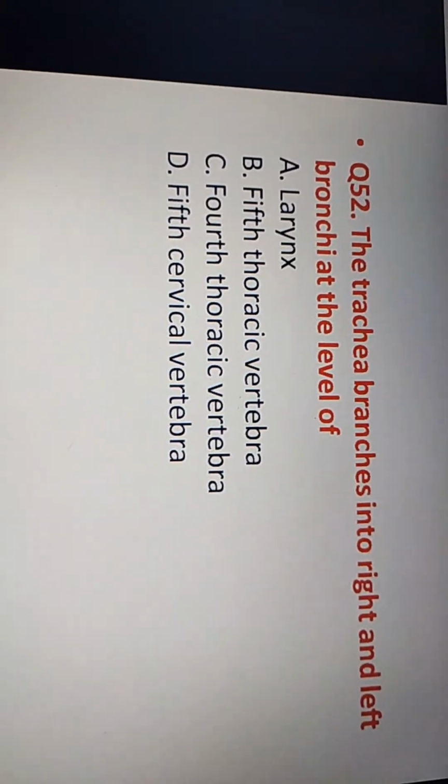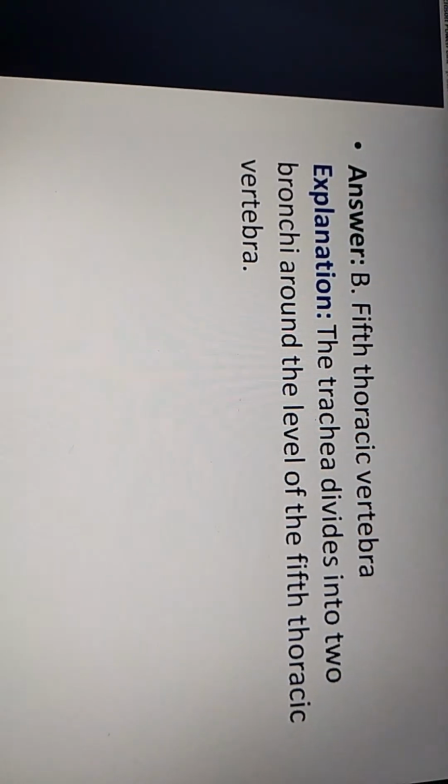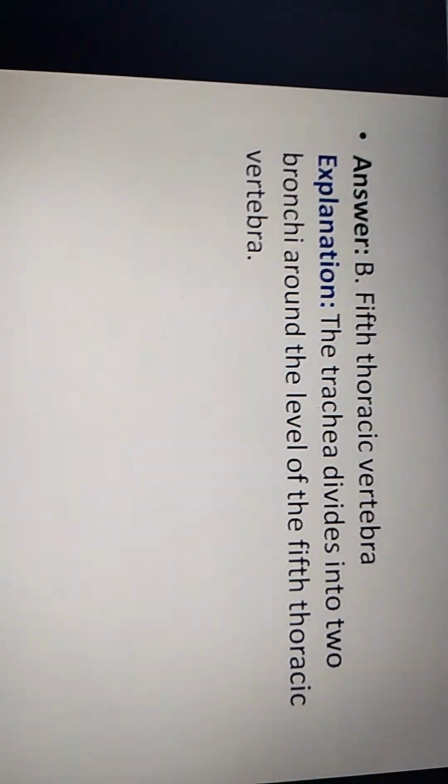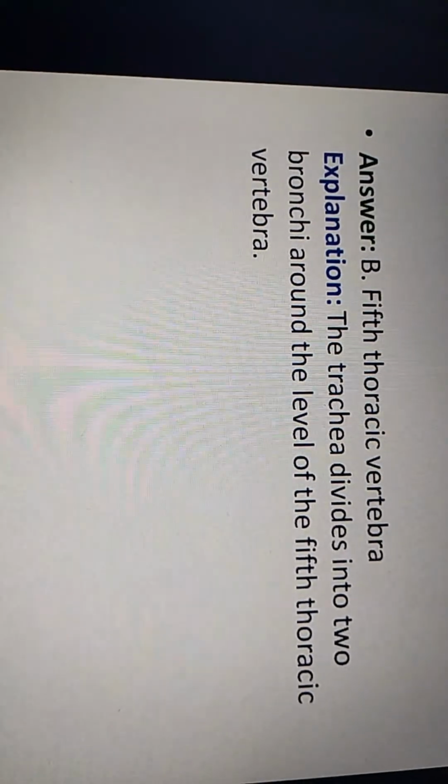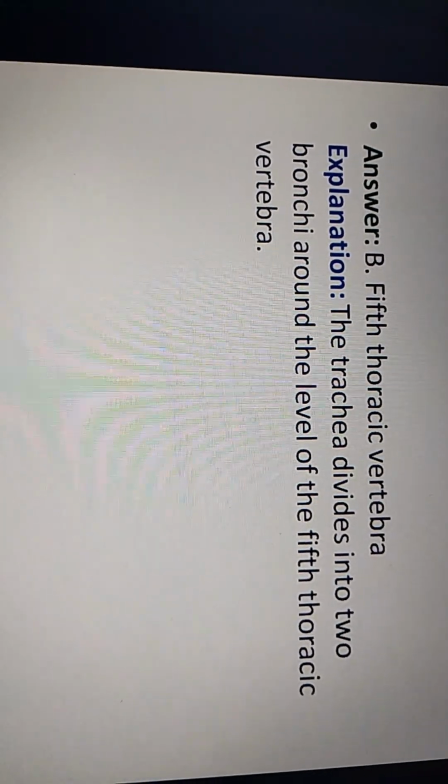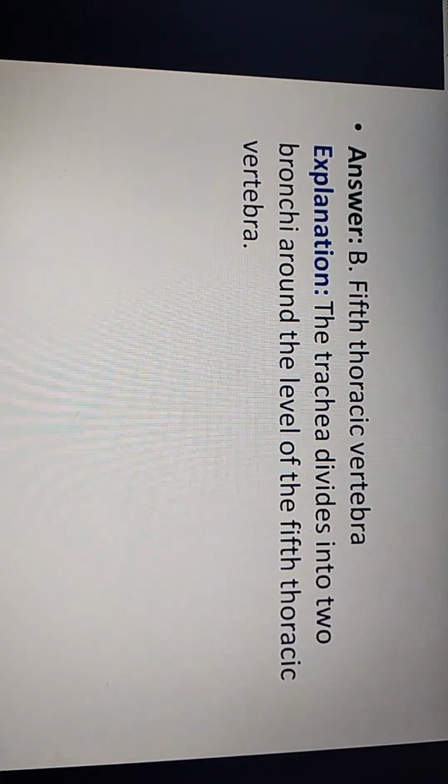The correct answer is option B, fifth thoracic vertebrae. The trachea divides into two bronchi around the level of the fifth thoracic vertebrae.